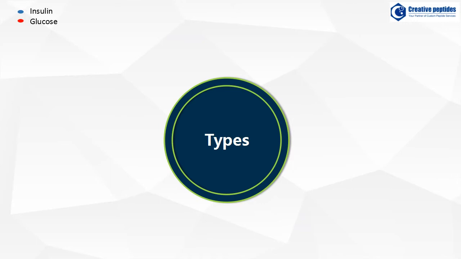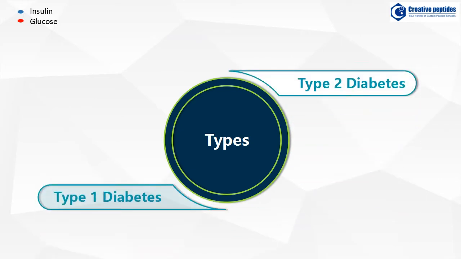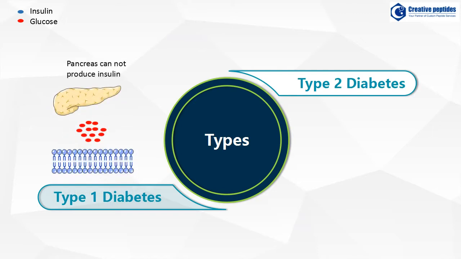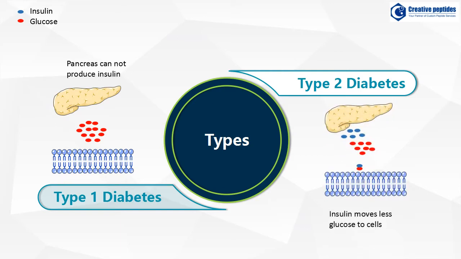Diabetes describes a group of metabolic diseases in which the person has high blood glucose levels over a prolonged period. Diabetes can be classified into two main types, type 1 diabetes and type 2 diabetes. Type 1 diabetes is characterized by an absolute lack of the production and secretion of insulin, due to destruction of the insulin-producing pancreatic beta cells. Type 2 diabetes is characterized by insulin resistance and the body's inability to secrete enough insulin.